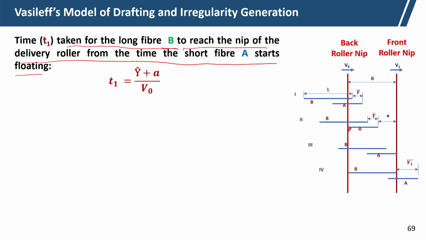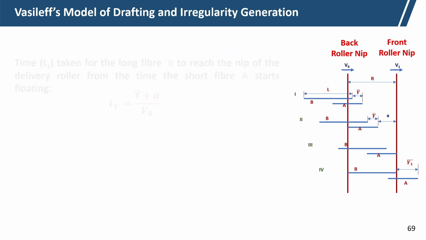So, from this point, from 2 to 4, that is the time where the long fiber will travel by a plus y bar to reach up to the front roller nib, and here initially it will start. So, it will move at the speed of v0. So, that is the time t1. So, y bar plus a is the distance travelled at the speed of v0 at the bottom. So, that is the time taken.